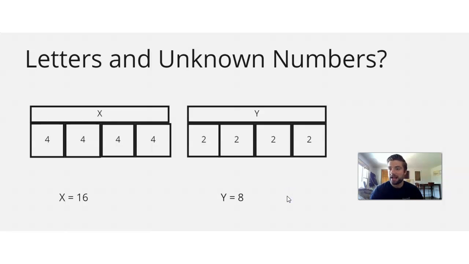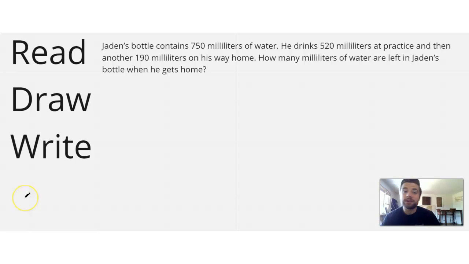So the math is actually pretty simple. It's just trying to put in our heads that these letters actually equal unknown numbers. Now let's go to our sample problem for today. So here's our sample word problem today, where we're going to put that unknown number idea to the test, especially with our read, draw, and write strategy, which we're always going to use when we do word problems. So let's read the problem together.